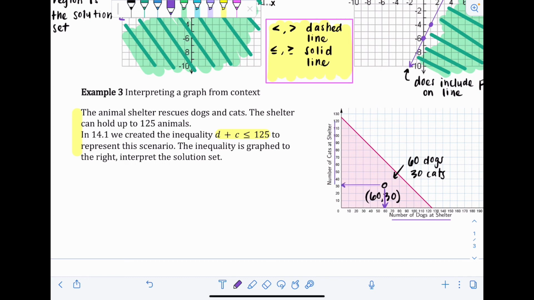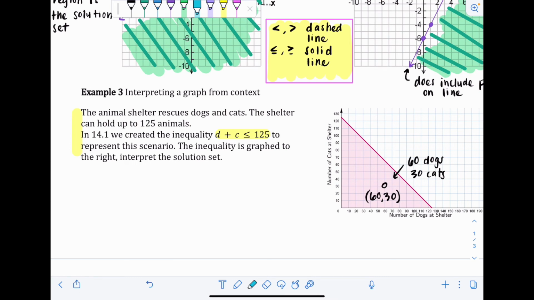So what that means is that's just one possible combination that works for this shelter. And that makes sense because it says it can hold up to 125 animals. So if we have 60 dogs and 30 cats, we're well within that range. We only have 90 total animals. So everywhere within the shaded region would work and it wouldn't put us past capacity.